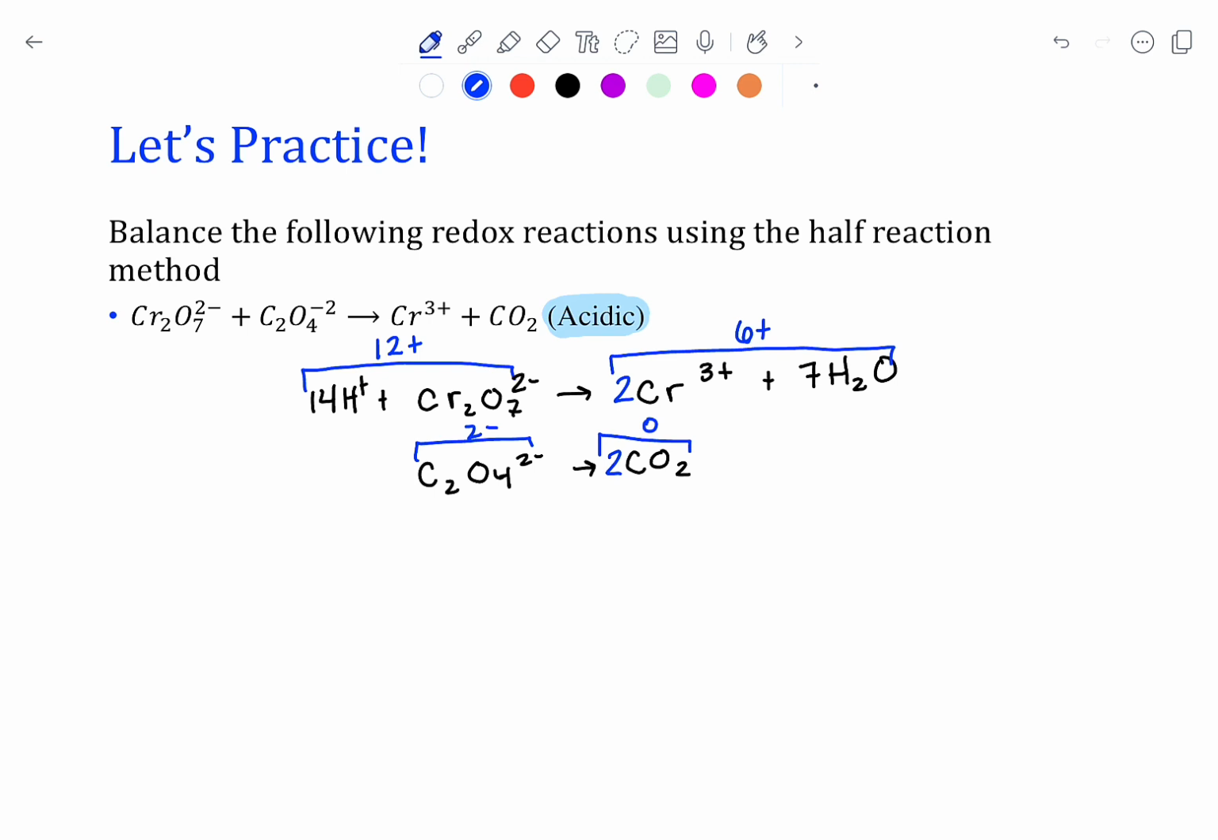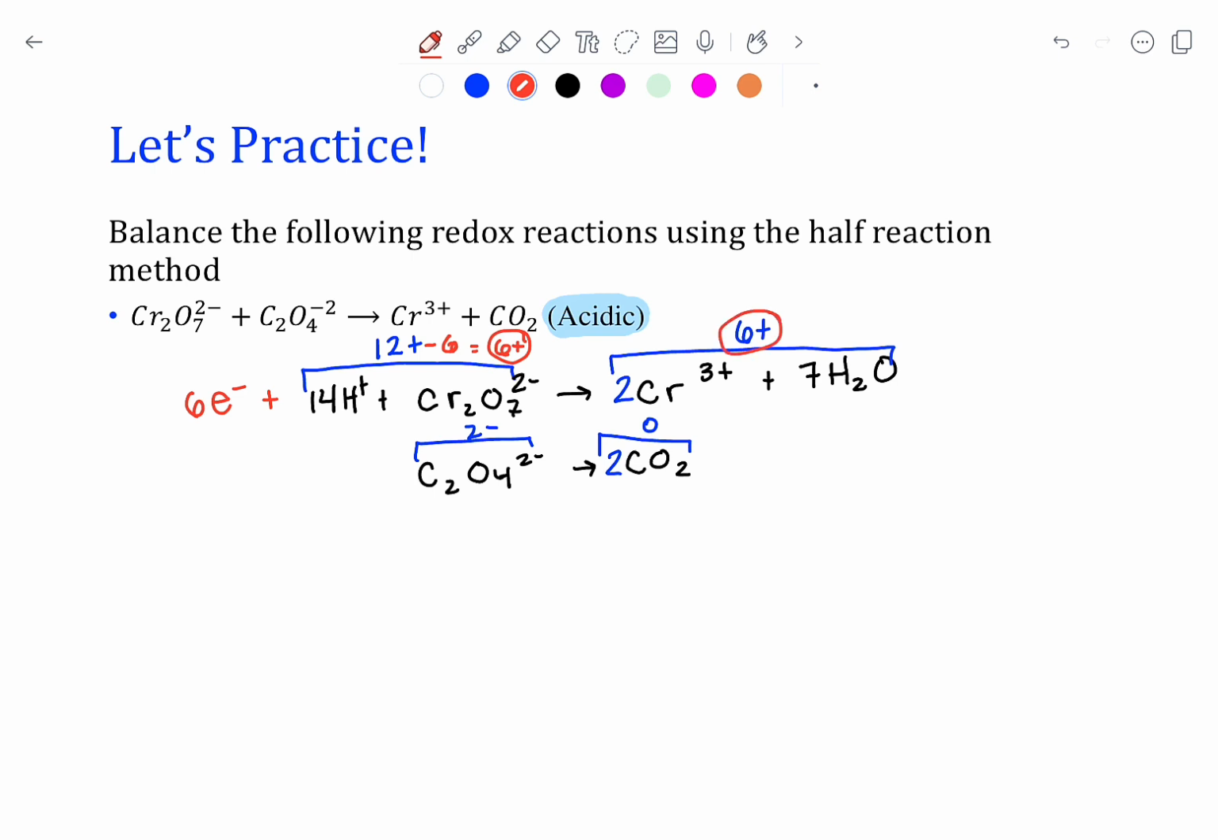So now that we know where our charges are for each of these, we can now add our electrons to the more positive side. So in our first reaction, the electrons are going to be added to the reactant side. In order to balance out the 12 plus and the 6 plus, I need to add 6 electrons in order to get a 6 plus charge. It should be a -6 there. Okay, so now my charges are balanced. I have a 6 plus and a 6 plus.